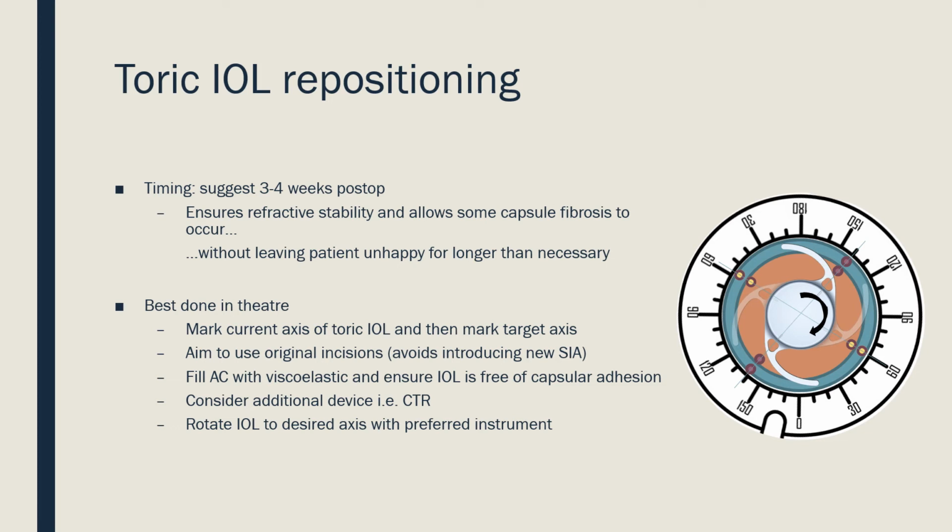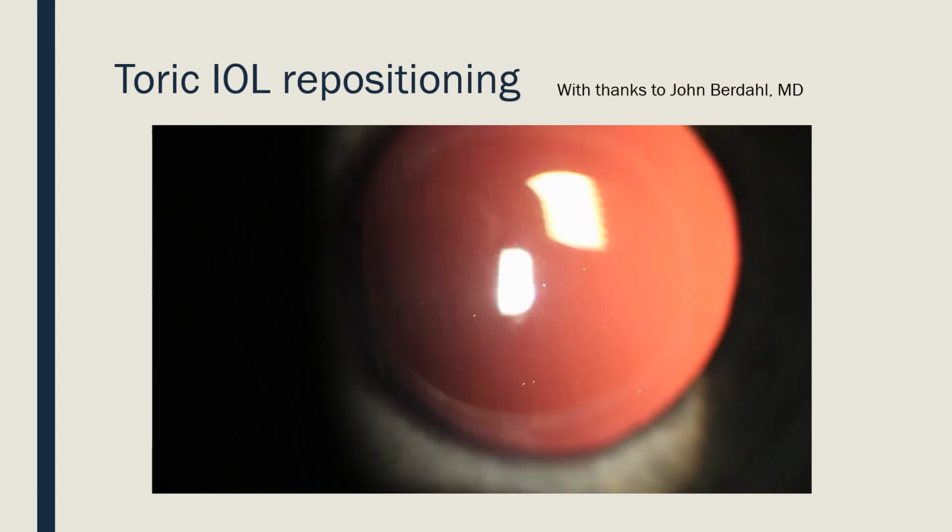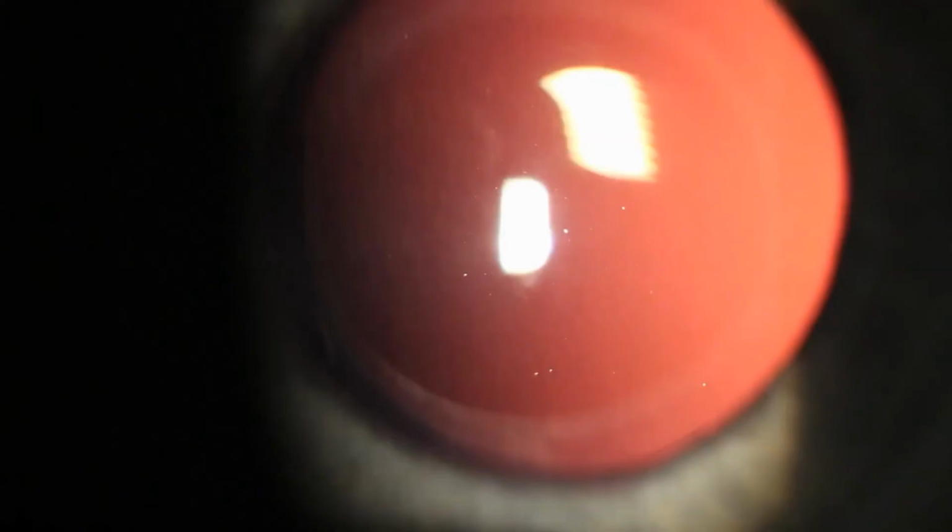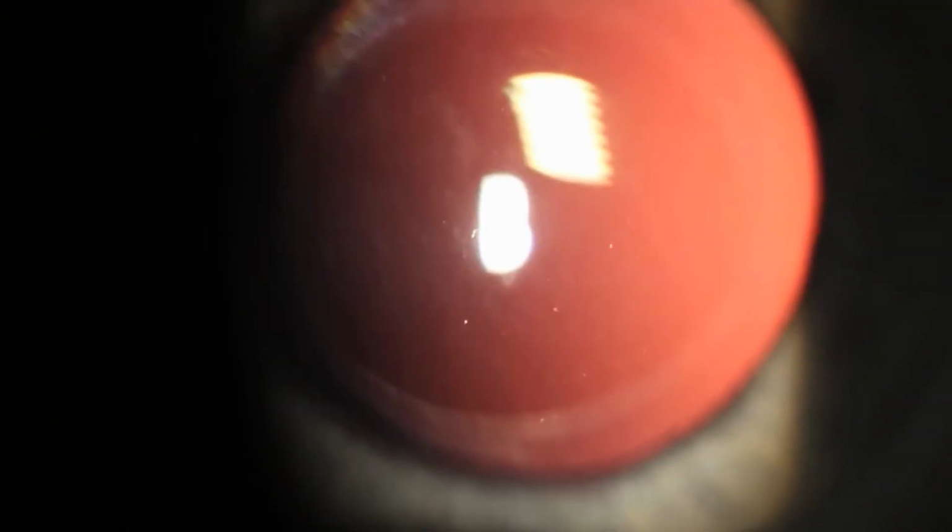Ensure the IOL is free of any capsular adhesions, and then rotate it to the required position. And if you feel that the lens is going to remain unstable for whatever reason, then at this stage you could also consider an additional device such as a CTR or Henderson ring. So I'd like to thank John Berdahl for allowing me to include this video, which demonstrates his technique for IOL repositioning. Toric T9 IOL that has rotated.